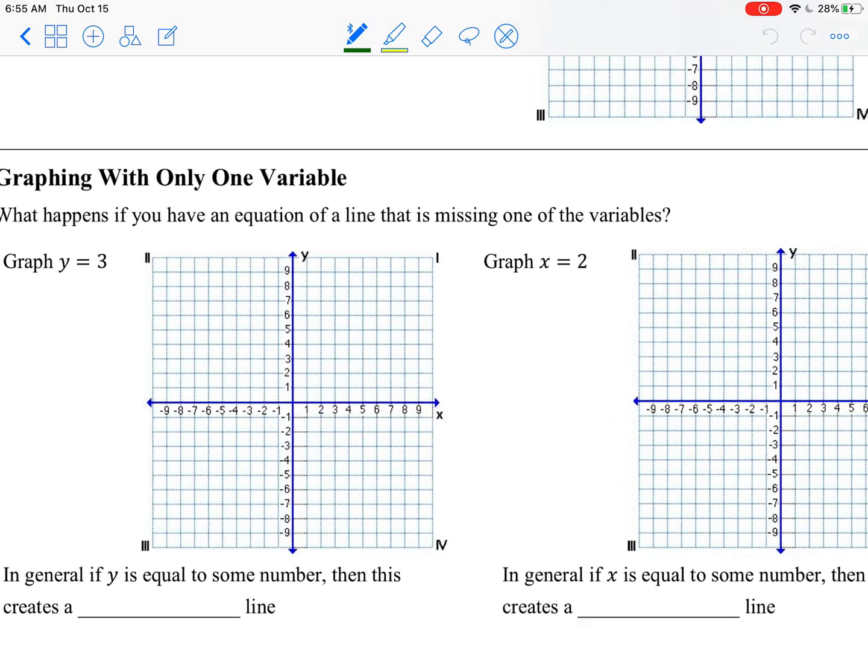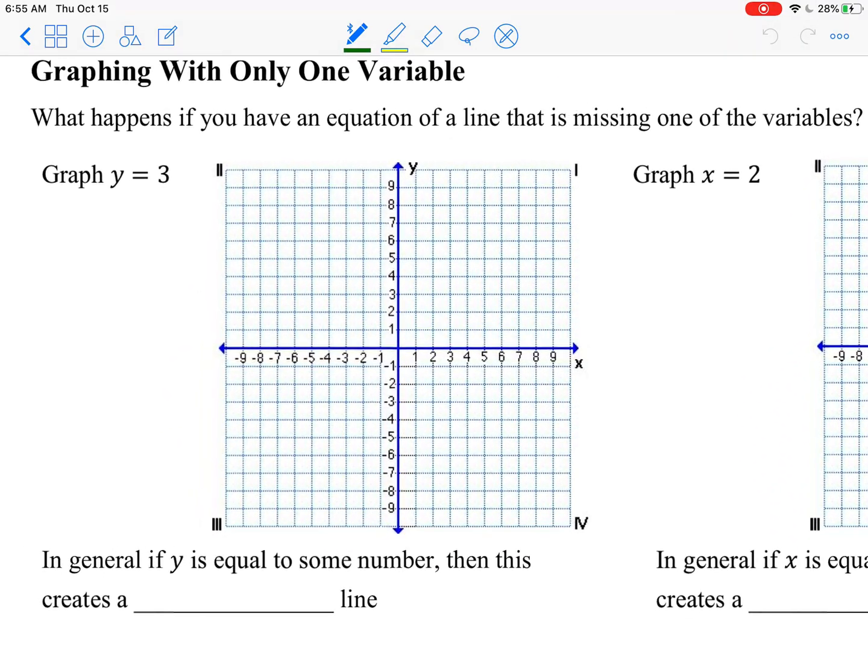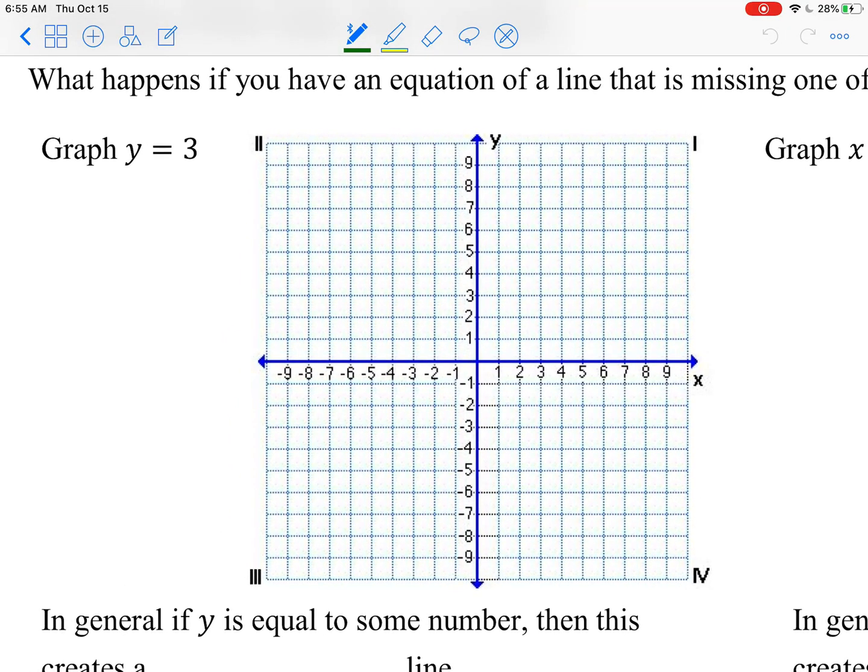Okay, so what happens if you have an equation of a line that's missing one of the variables? So if you have something where it's just like, hey, graph y equals 3, they're asking you to show all of the points where the y value is 3. So I always ask students like, hey, give me some points where the y values are 3. And people just start yelling out numbers like, okay. So all of these coordinate pairs here, see all the y values?